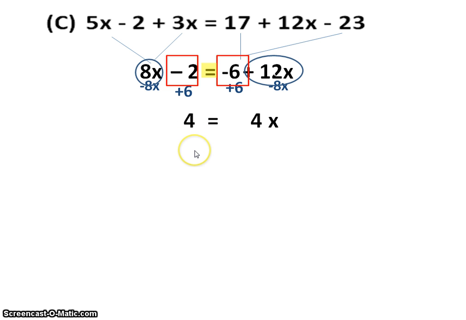Now, my simplified equation, we are down to 4 equals 4x. X is being multiplied by 4. We want to isolate the variable. We're going to undo the multiplying by 4 by dividing by 4, as long as I divide the other side by 4. On the right-hand side, 4 divided by 4 will be 1. So I will end up with 1 times x, or just x. On the left-hand side, 4 divided by 4 is 1. So x equals 1.